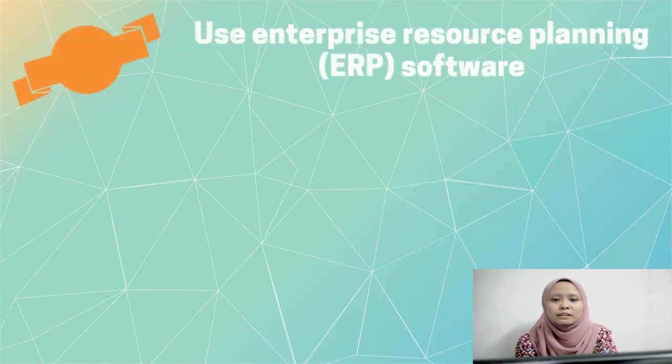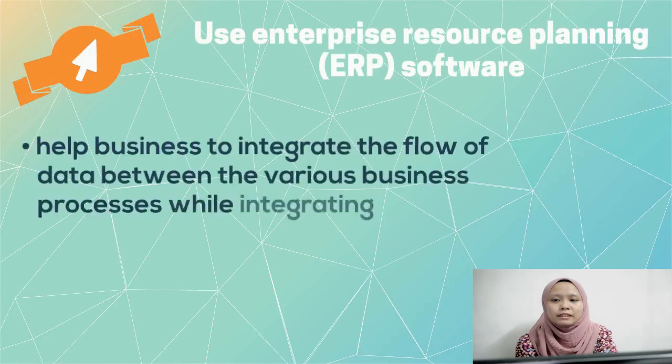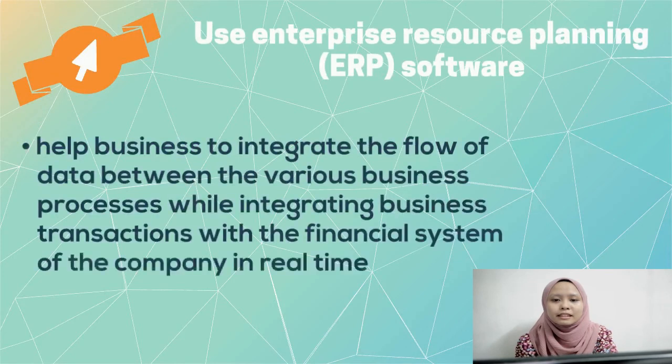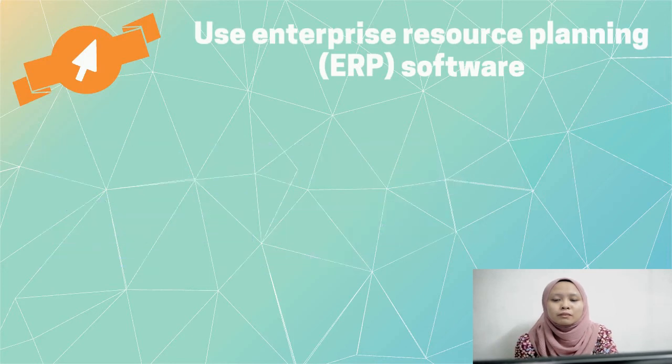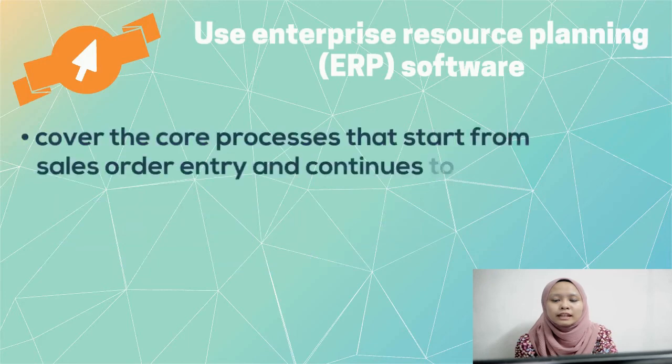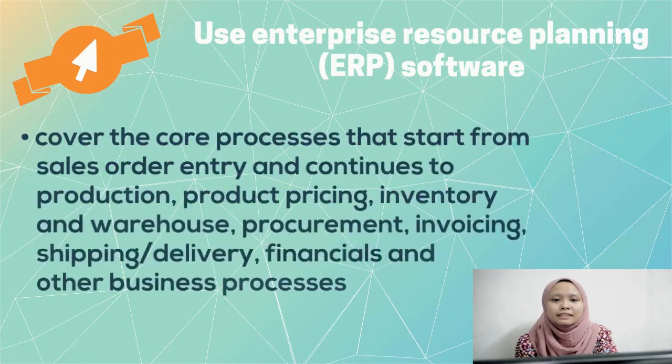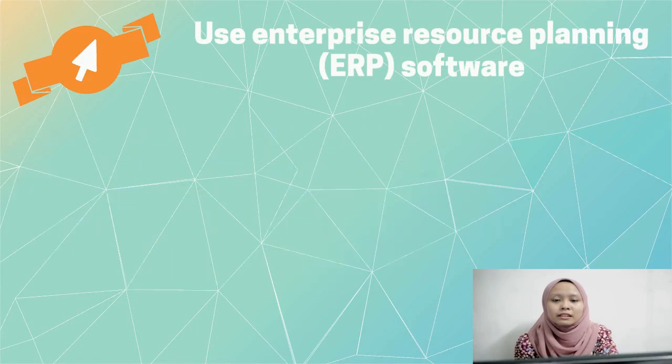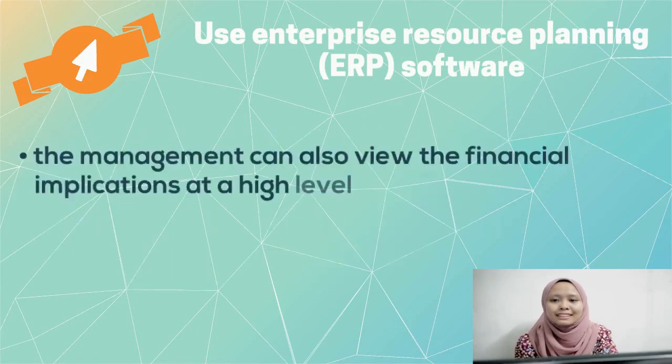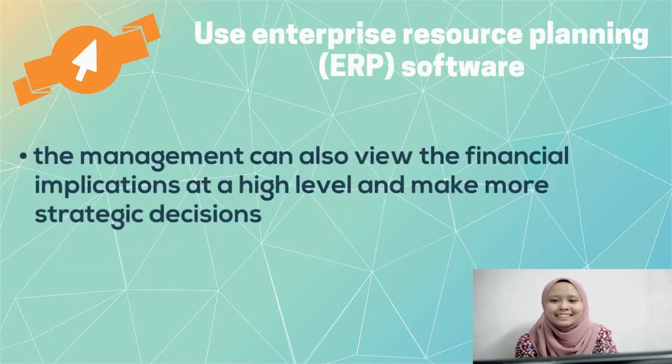The fourth way is that SMEs should enhance their business by using enterprise resource planning (ERP) software to manage financial, sales and business operations. The ERP system helps businesses to integrate the flow of data between the various business processes while integrating business transactions with the financial system of the company in real time. It helps to cover the phases that start from sales order entry and continue to production, product pricing, inventory and warehouse, procurement, invoicing, shipping or delivery, financial and other business processes. The management can also view the financial implications at a high level and make more strategic decisions.